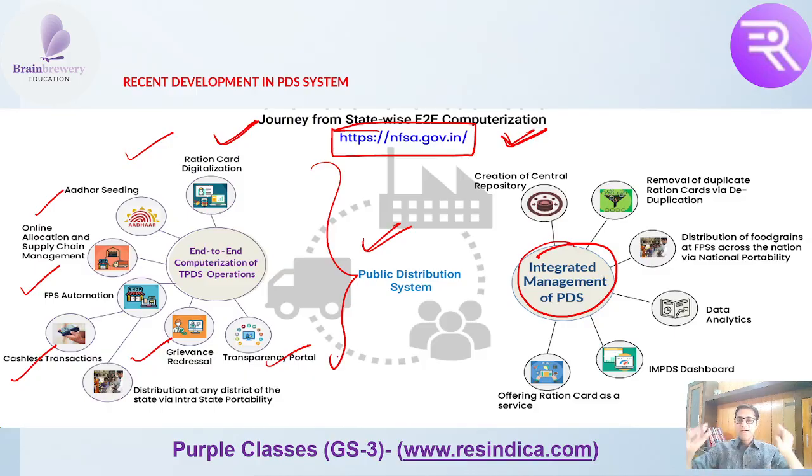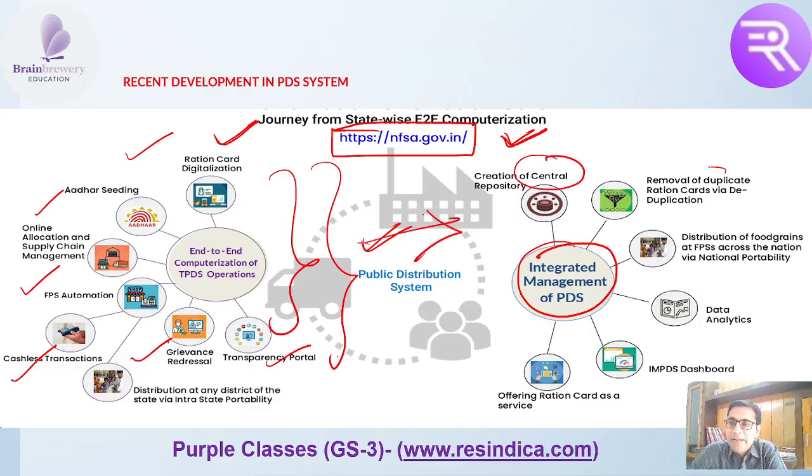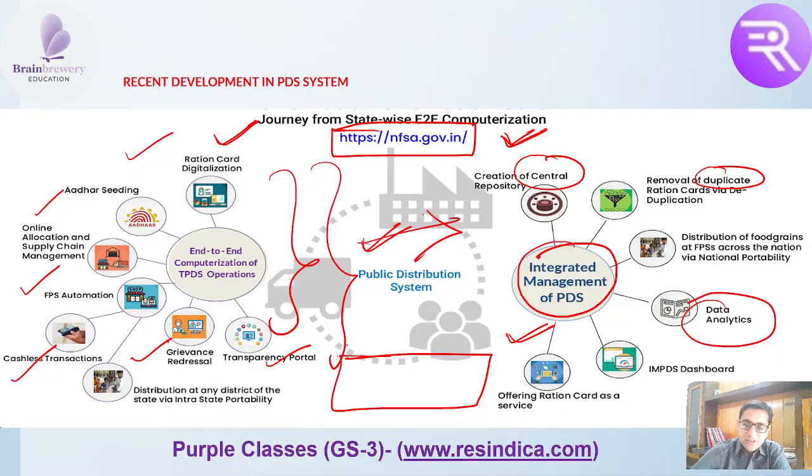If this is done in a proper way, there will be total control over the PDS system, there will be very minimal leakage, and there will be very efficient distribution of the food grain. Okay, then after that, with all this data, we will be creating a central repository. We will be able to remove duplicate data, analytics will be providing the trend in the supply of food grain, and then a proper dashboard will be created. So this is going to totally digitalize our PDS system.